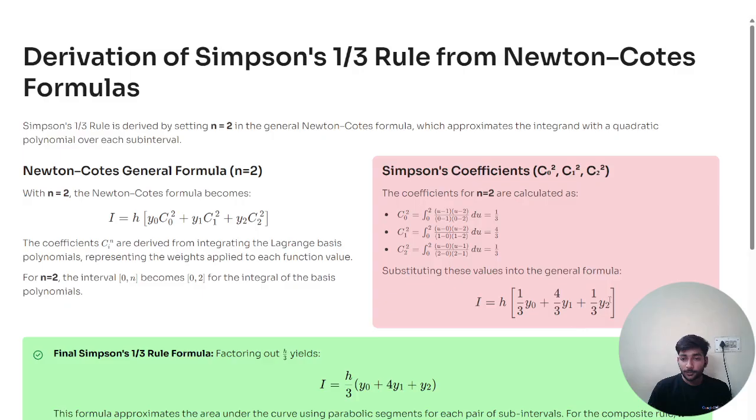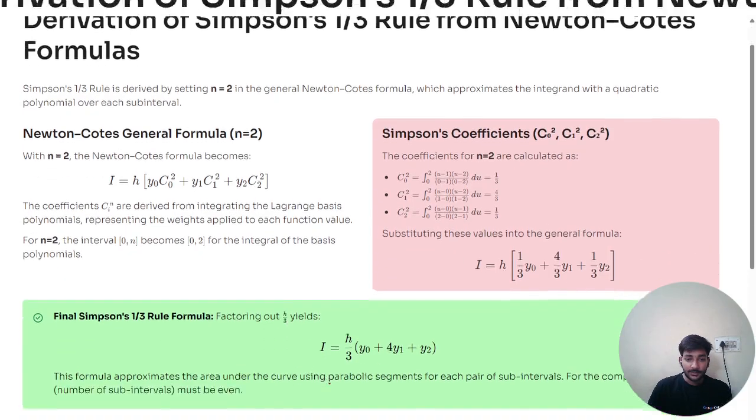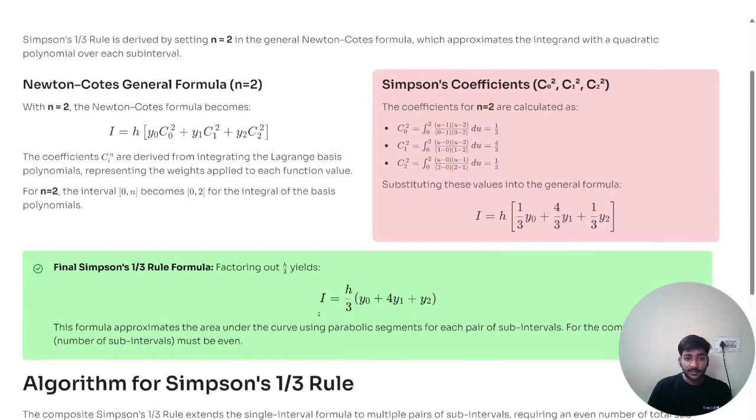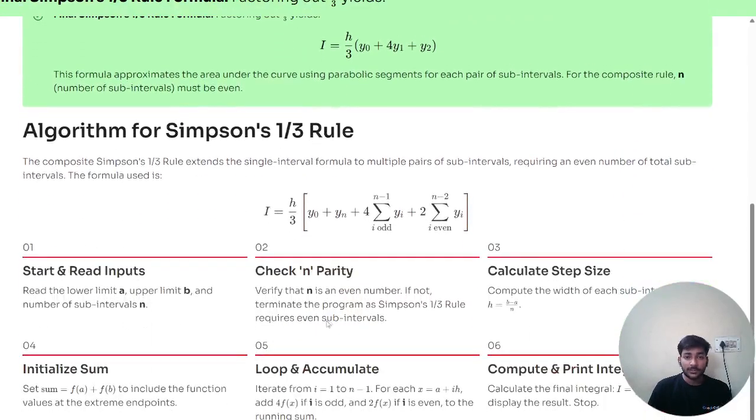And this is the formula of Simpson's 1 by 3, and this is the formula written here. Let's see the algorithm. This is the general formula: h by 3 into y0 plus yn. This is the first term, this is the last term, and this is equal to sum. Sum is equal to y0 plus yn. Okay? Plus, we will multiply the odd terms by 4 and multiply the even terms by 2.